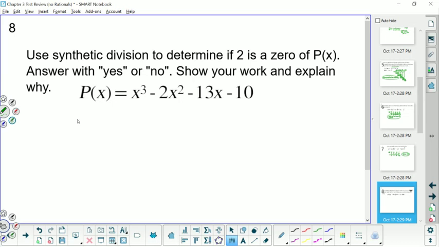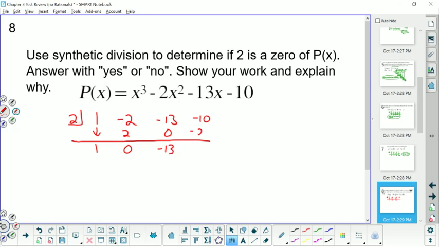I'm tired of green. Let's go red. 2. So then we grab our coefficients, again, using any placeholder zeros as necessary. So 1, negative 2, negative 13, and negative 10. In this case, we didn't need any placeholders because it went 3, 2, 1, and 0 on our exponents. So we drop this guy down. Becomes a 1. 2 times 1 is 2. Negative 2 plus 2 is 0. 0 times 2 is 0. Negative 13 plus 0 is negative 13. 2 times negative 13 is negative 26. Negative 10 plus negative 26 is negative 36.